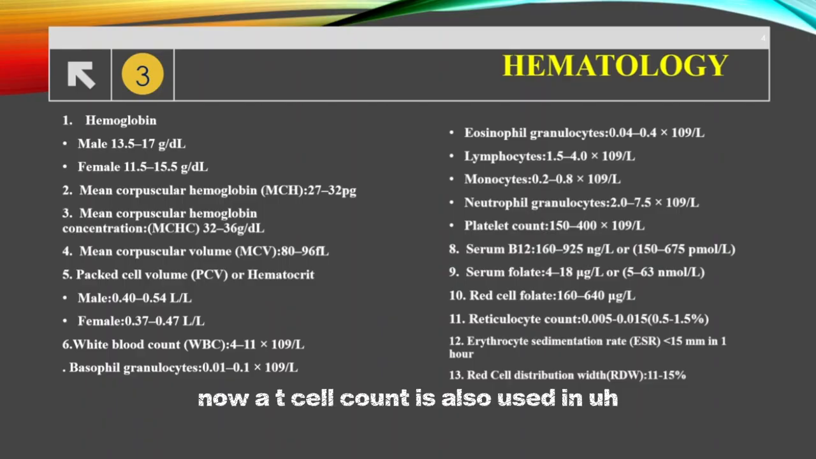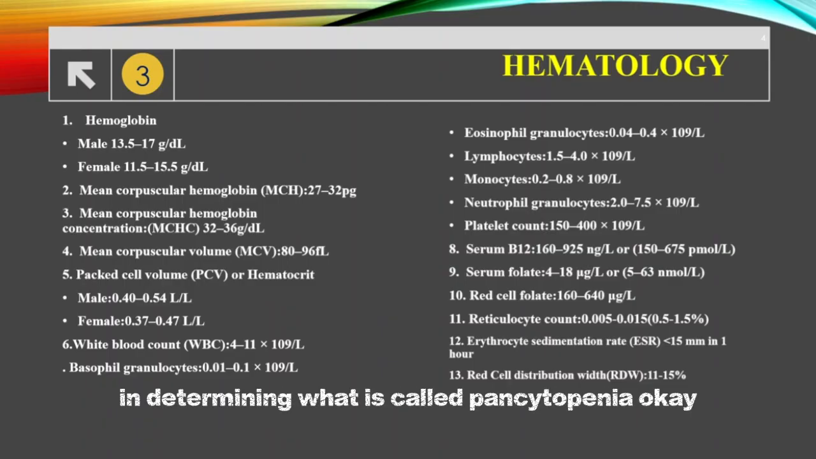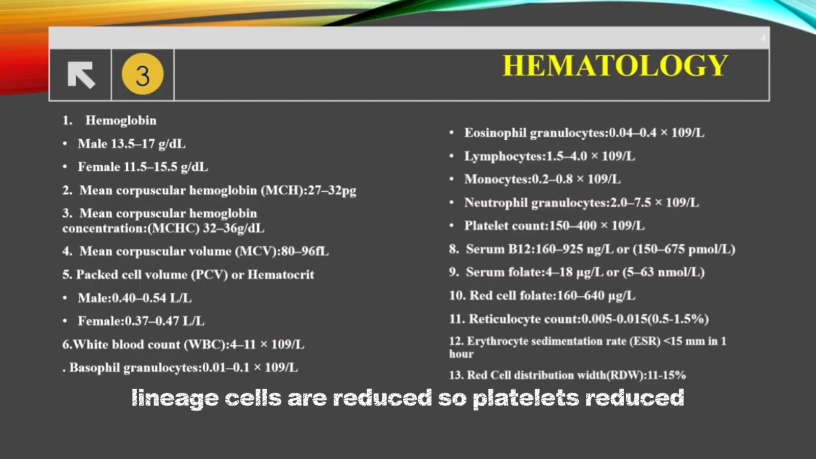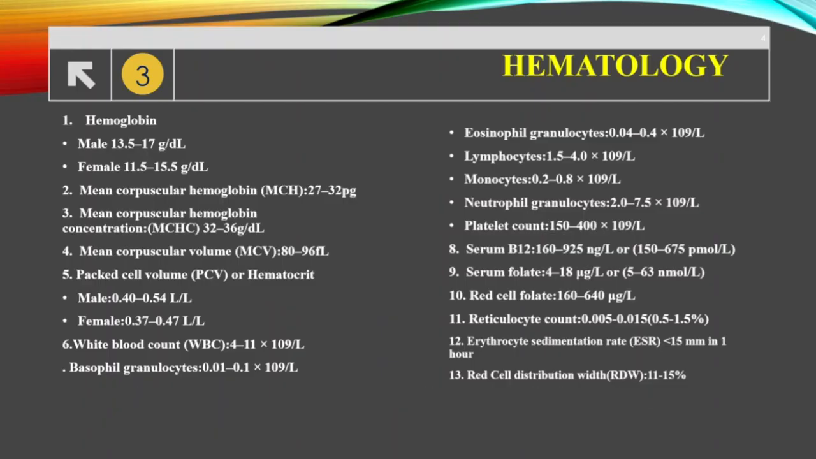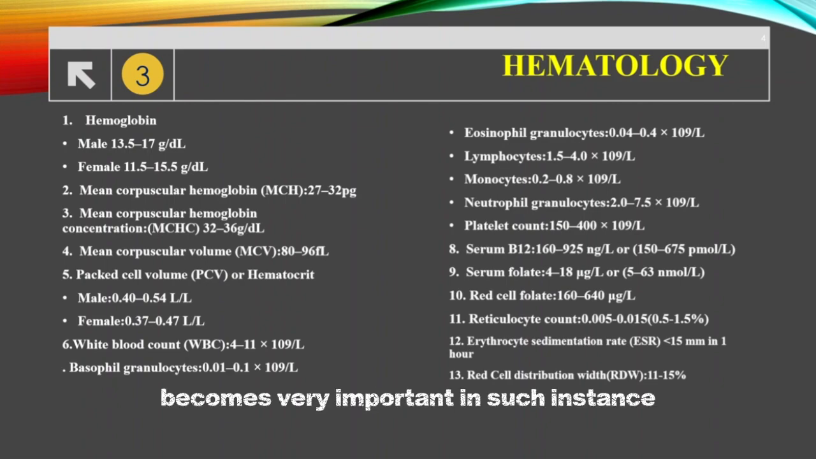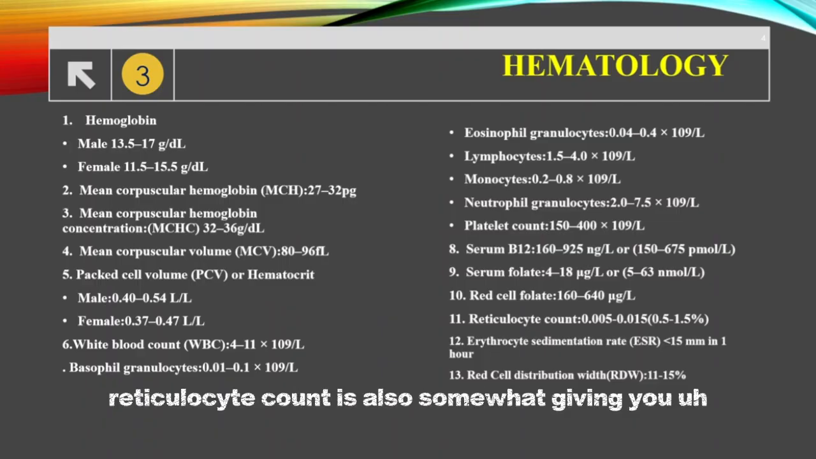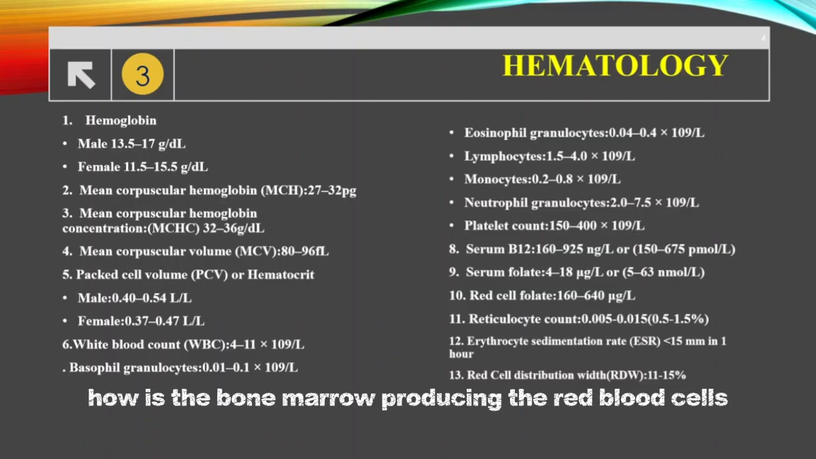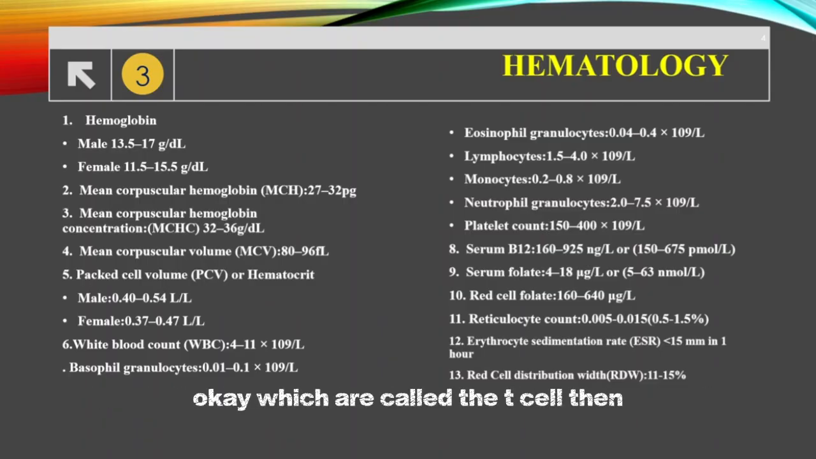Now, the reticulocyte count is also used in determining what is called pancytopenia. When they say pancytopenia, what they mean is that all the lineage cells are reduced. So platelets reduced, white blood cell count reduced, red blood cell count reduced. The reticulocyte count becomes very important in such an instance because you want to identify where the problem is coming from. Remember, the reticulocyte count also gives you the bone marrow activity, how the bone marrow is producing red blood cells, which are called reticulocytes.